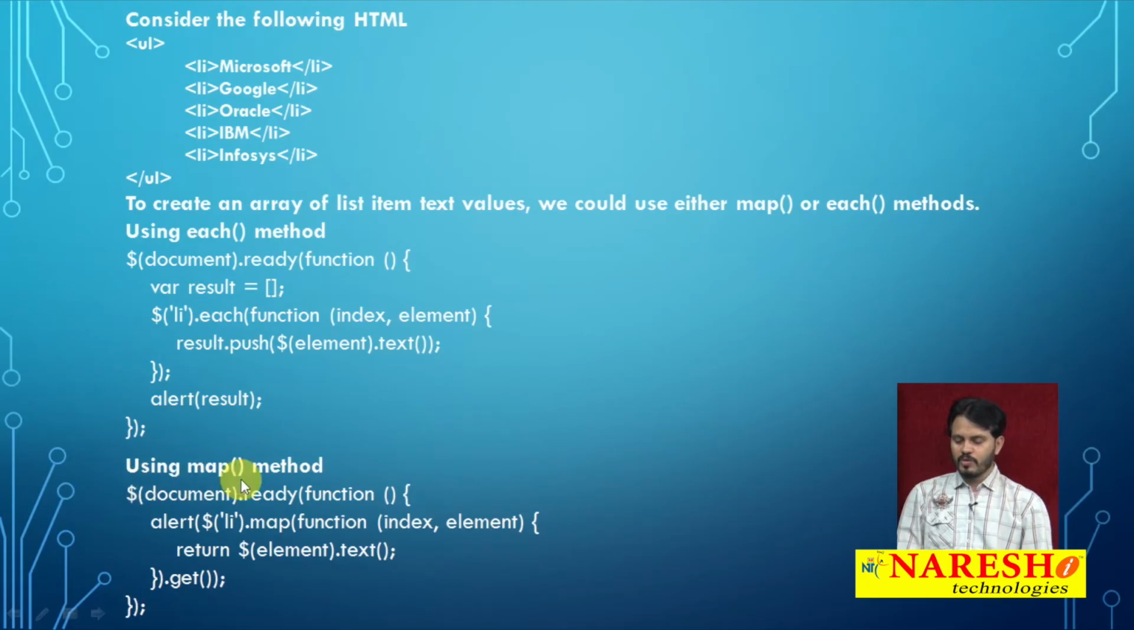So, as you can observe using the map method, as soon as the document gets ready, I don't want to store into any variable object, because I know that the map method always returns an array of all the items. Each item that is passed into this map function is going to return as an array, and all that array's element values are displayed in the alert.